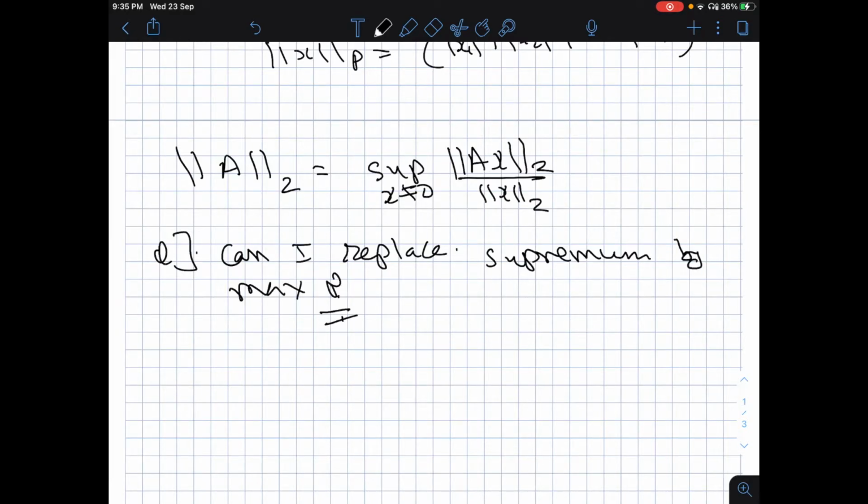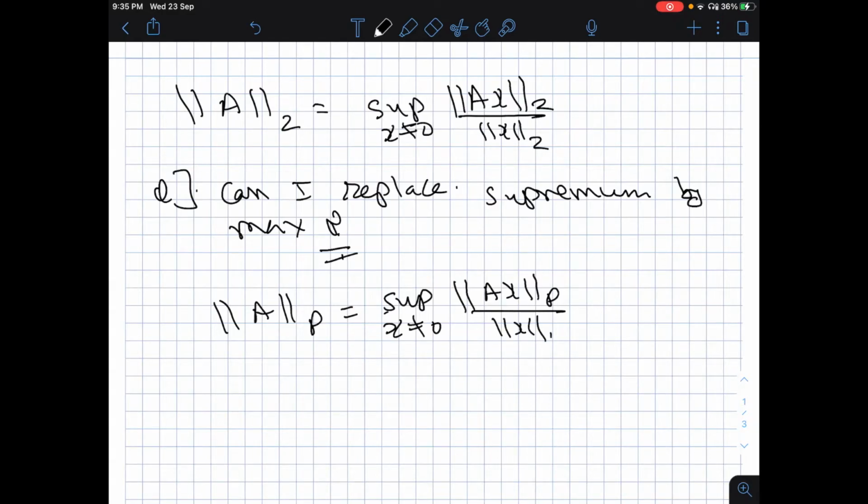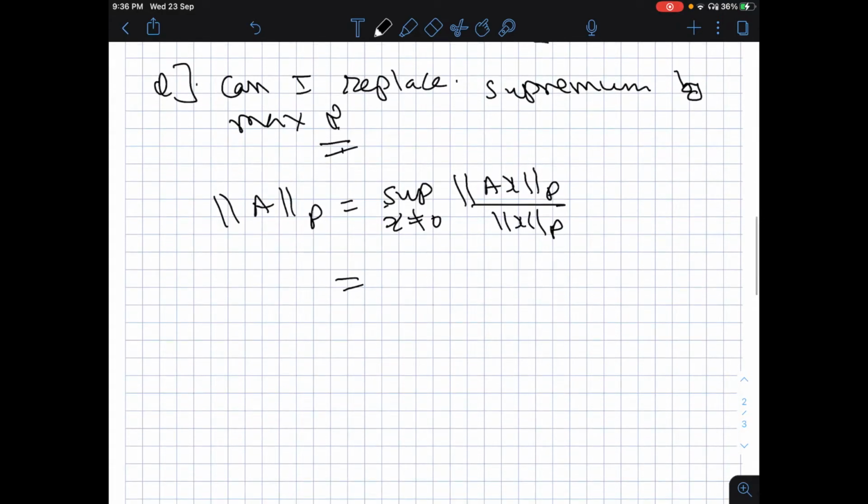That is the question that comes to my mind. Now let's look at it carefully. Let me revert back to the generic notation. A of p, I have defined it as this divided by the length of x, which I can also write as supremum over x not equal to 0 of A times x divided by length of x, and then the whole of this of p.